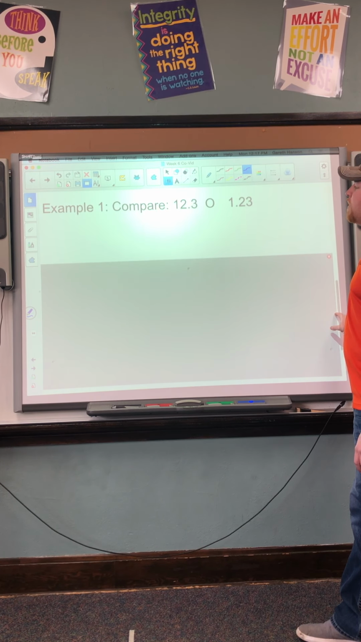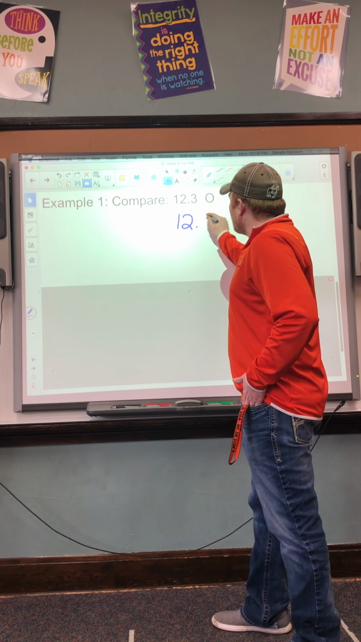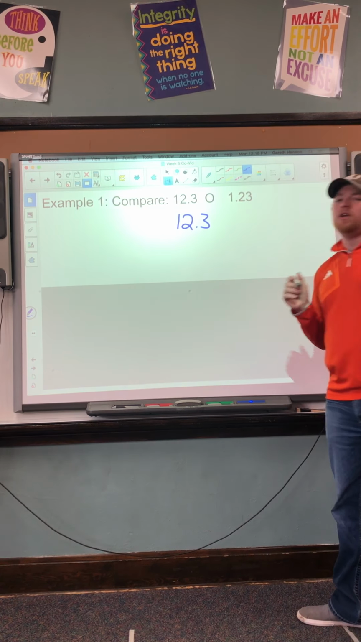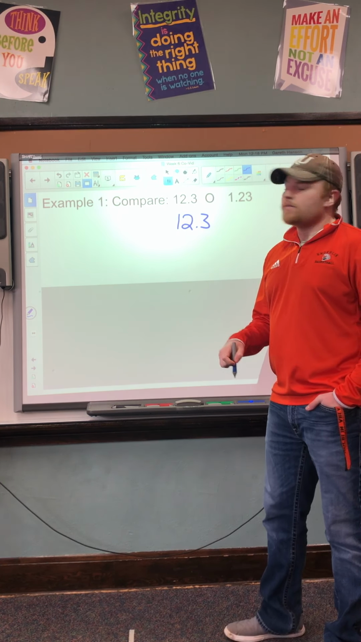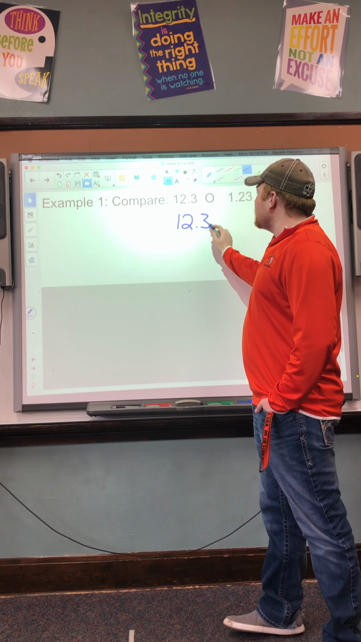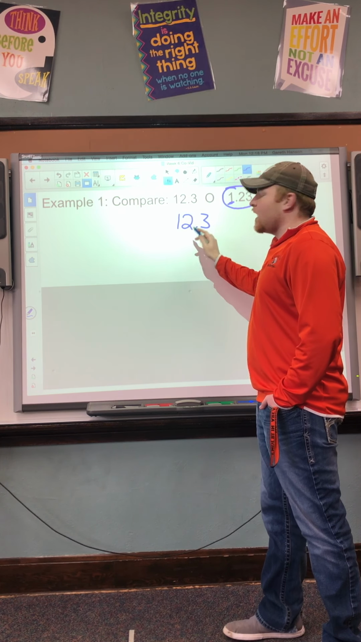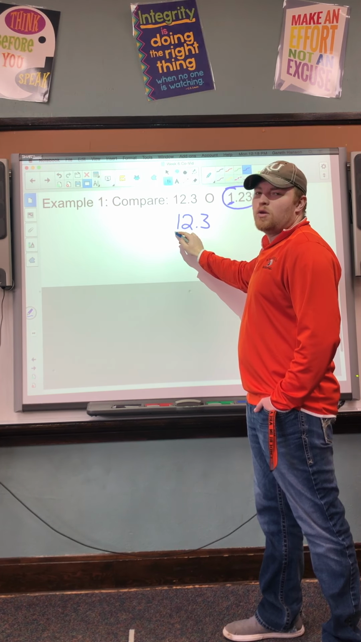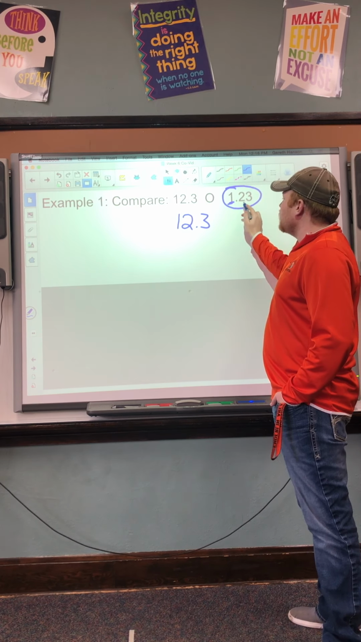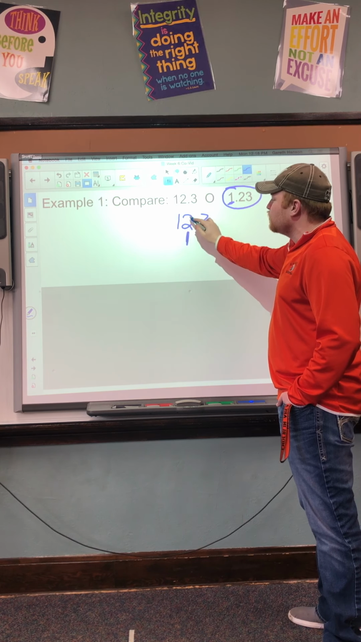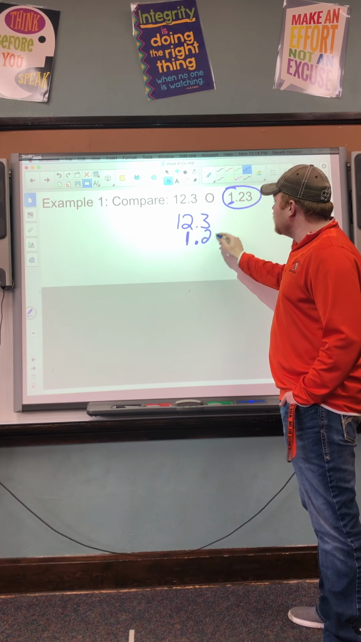So if we are comparing, for example, 12 3/10 and 1 23/100, what I always do is line up the place values. We have 12 3/10, and then 1 23/100. The 1 is the highest place value, but you don't line it up with the 1 in 12 3/10 because that's in the tens place. In 1 23/100, that's in the ones place. So you would line up the ones place, and then you would line up the decimals.